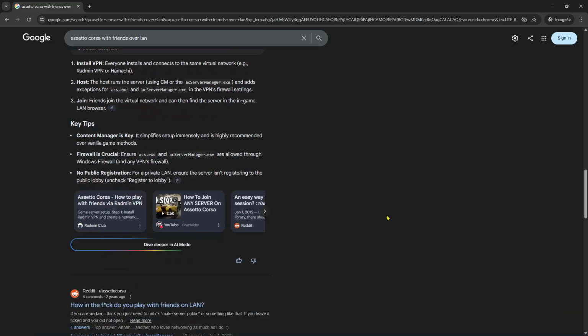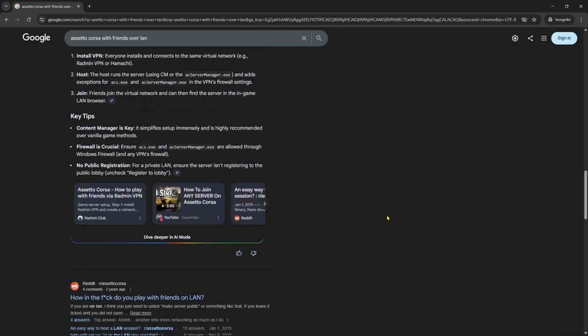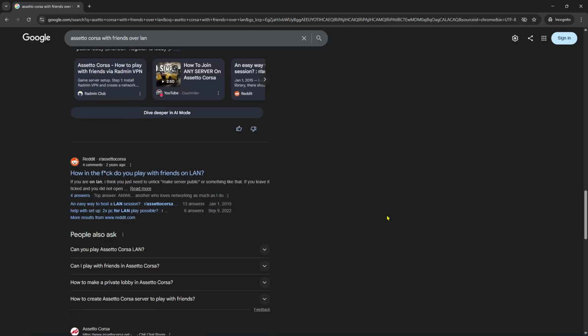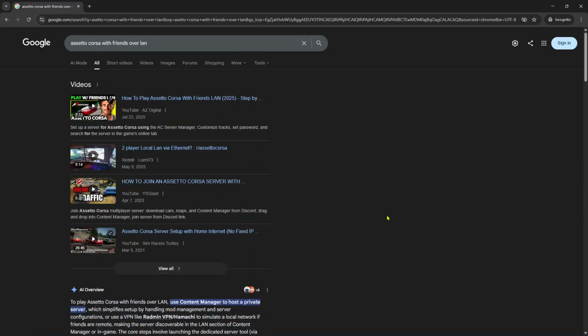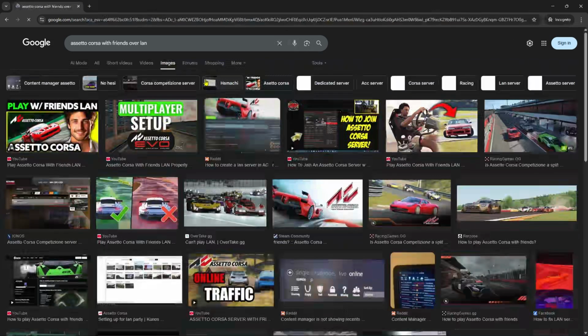Next, friends can join by scanning the network or manually entering the host's IP address, and make sure to disable firewalls or allow the game through them to avoid connection loss.